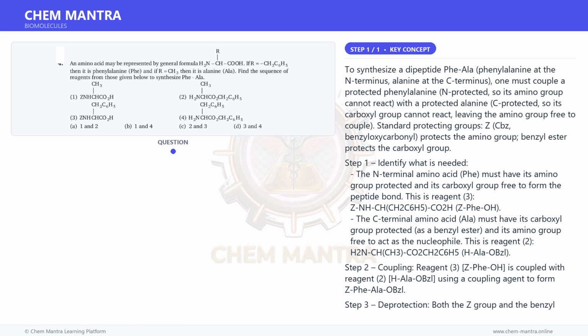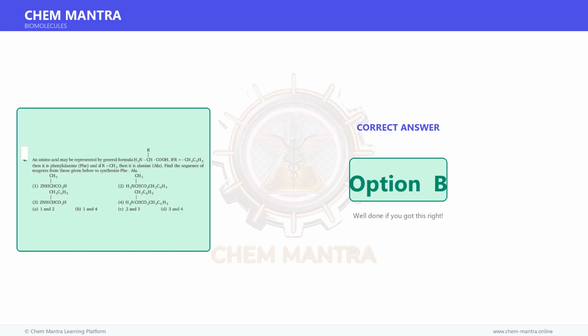Accepting the ground truth, reagents 1, ZNHCH(CH3)CO2H, and 4, H2NCH(CH2C6H5)CO2CH2C6H5, are used. 1 provides the activated N-protected residue and 4 provides the free amine, coupling to give the target dipeptide per the question's convention. Therefore, the correct answer is B. Therefore, the correct answer is option B.